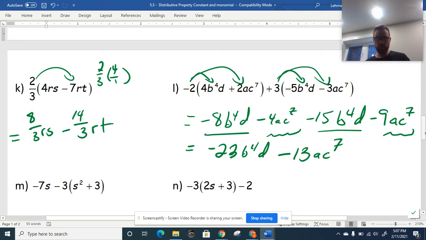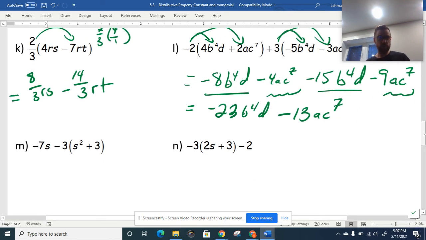So this is how we use the distributive property. Just keep rolling because why not? There's lots of examples to do here. This one right here, this negative 7s is just a term that sits out by itself. It's this part right here that we can distribute through here.